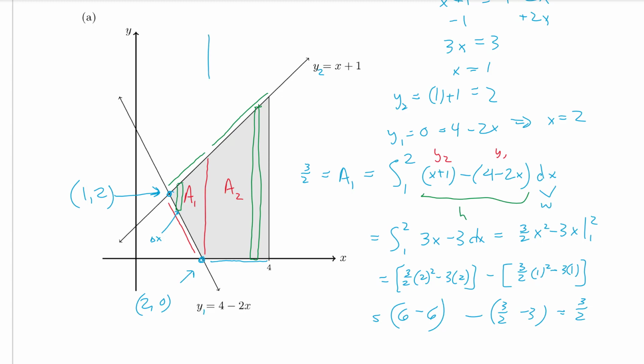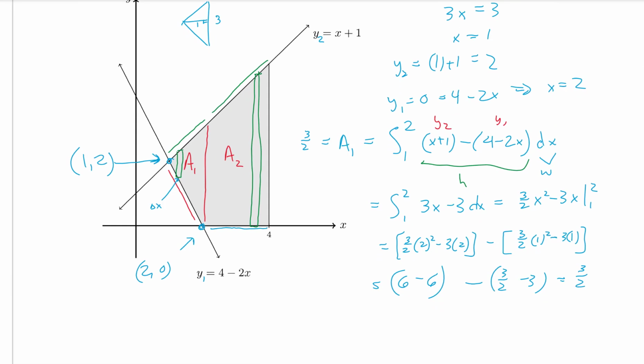And this checks out. If we take a look at this triangle, the length of the base is 3, and the height here is 1, and so the area is 3/2 by the triangle area formula as well. So our integral calculation makes sense.